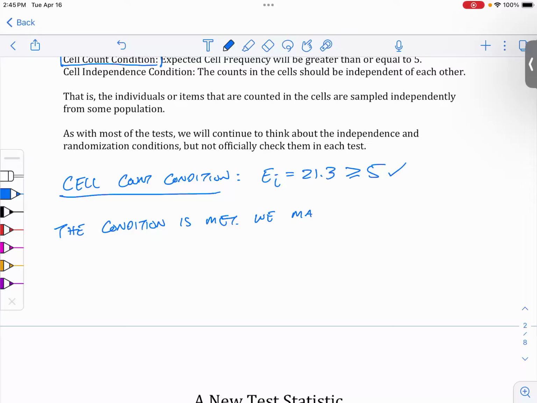We may assume the sampling distribution is chi-squared. And again, not normal, chi-squared. All right, so we have a different distribution now.